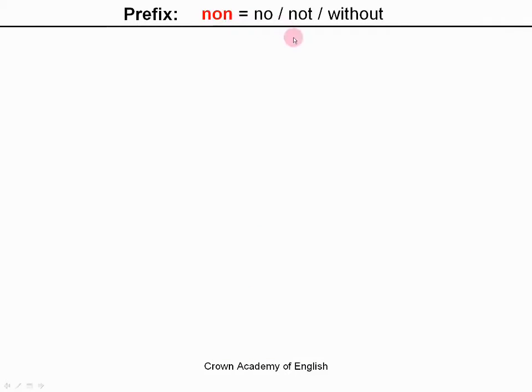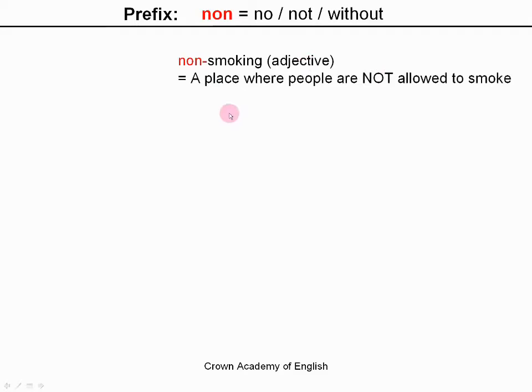Non means no, not, or without. Again, it is some sort of a negative. A very common one, non-smoking. And it is a place where people are not allowed to smoke.